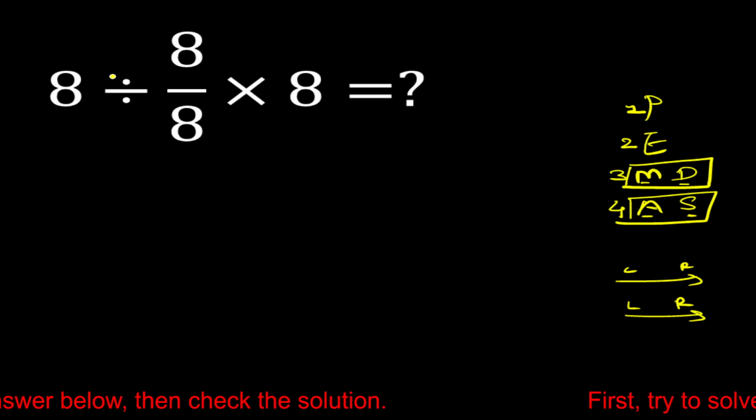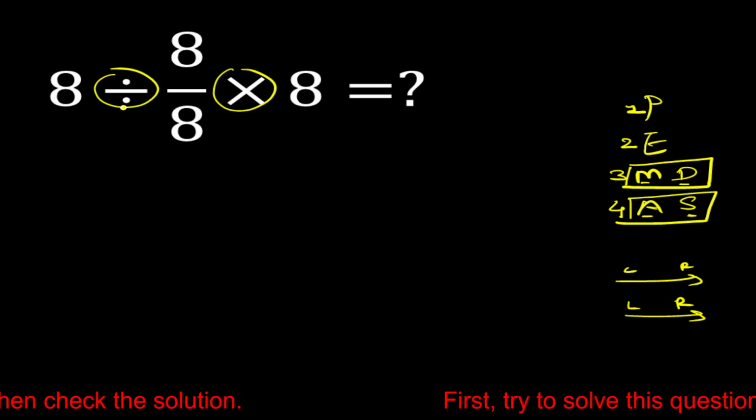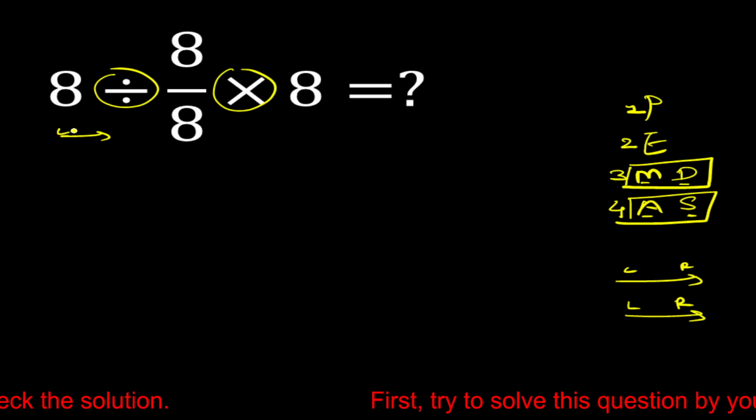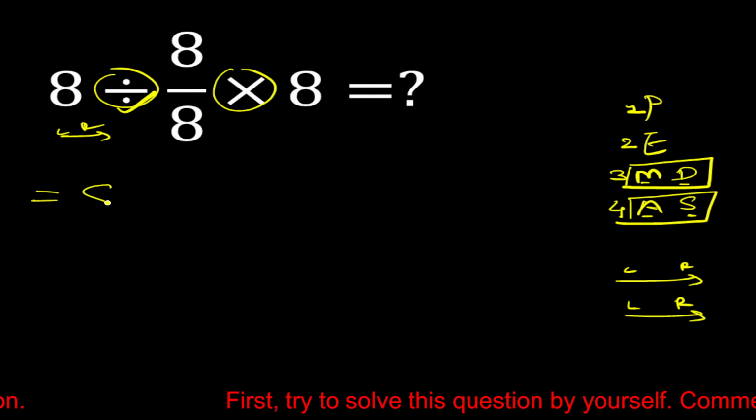Okay. So in this question, here is one division and one multiplication. Both have equal priority, so we have to solve it from left to right. So first we have to solve this division. Okay.